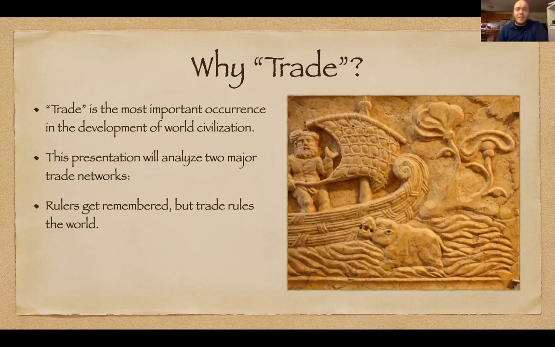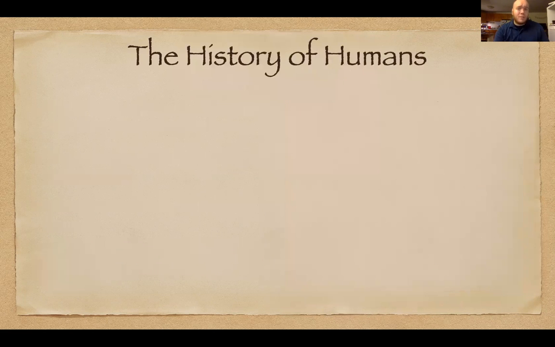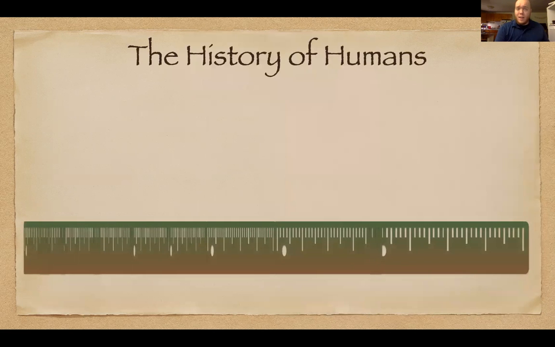The unfortunate reality for history majors is that we learn all about these rulers, but we don't learn often enough about the systems that fueled them. Rulers get remembered, but trade rules the world. And so to understand the world, we need to understand trade. I want to talk about some of the early aspects of trade. So we're going to take a brief look at the 2.5 million year history of humanity.